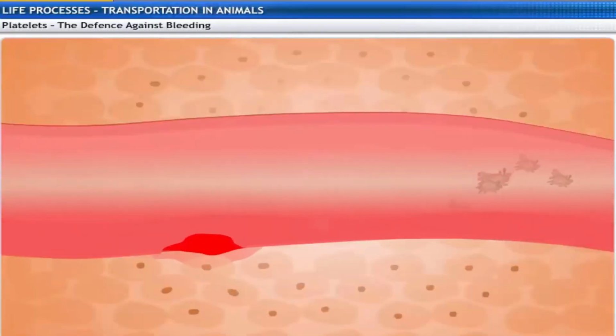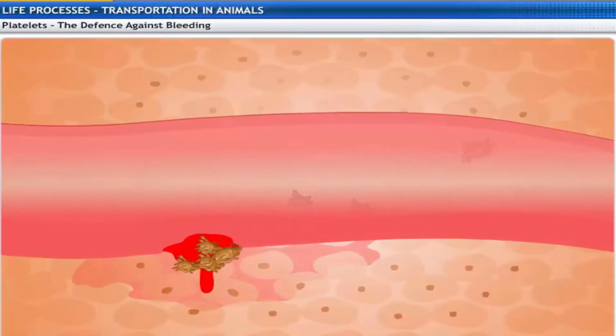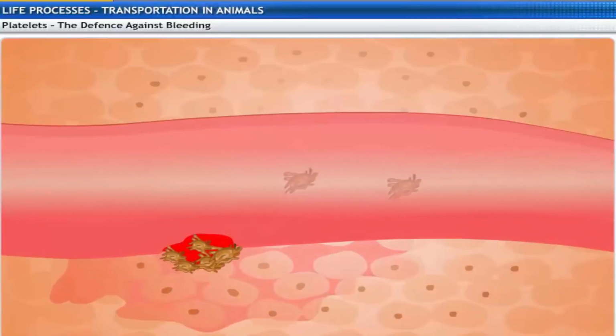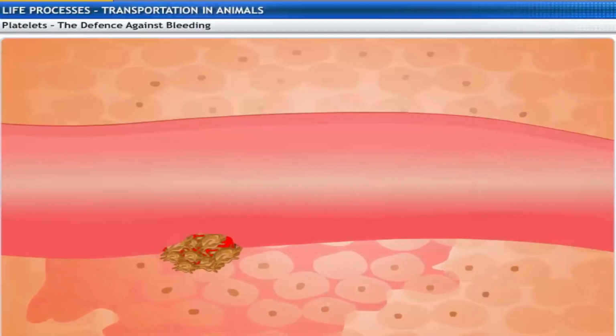Platelet cells in the blood act as a defense against bleeding. When a blood vessel ruptures, platelets form a blood clot at the point of injury and help to plug the leak.